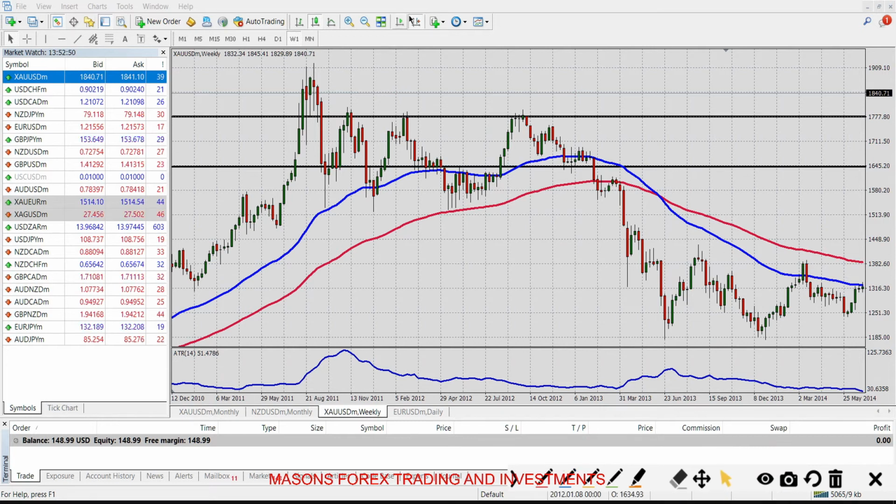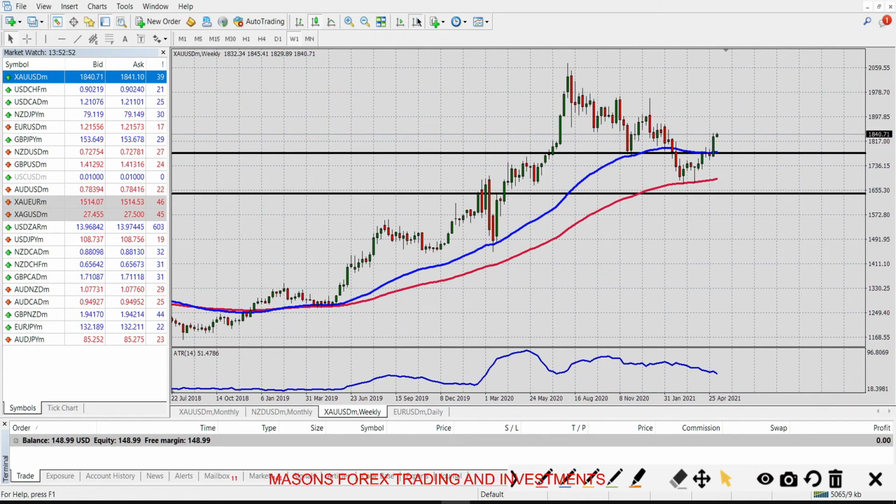And if you scroll back in the future, you'll see, remember here, we don't exactly come and touch this black line or this price level. We could have also did this.